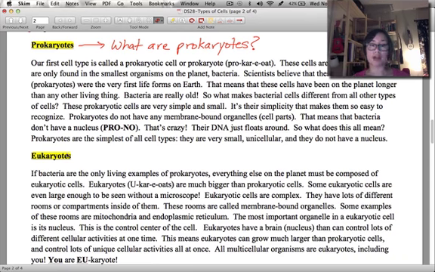I'm going to keep going and see what else I can find. It also says they're very simple and small. So let's write that. So they're also simple, they're small, and if I go back and look again, I also notice that it says they do not have any membrane-bound organelles. So I'm going to write that. They're simple, small, and there's no membrane-bound organelles. That looks good to me so far. I'm going to keep going.